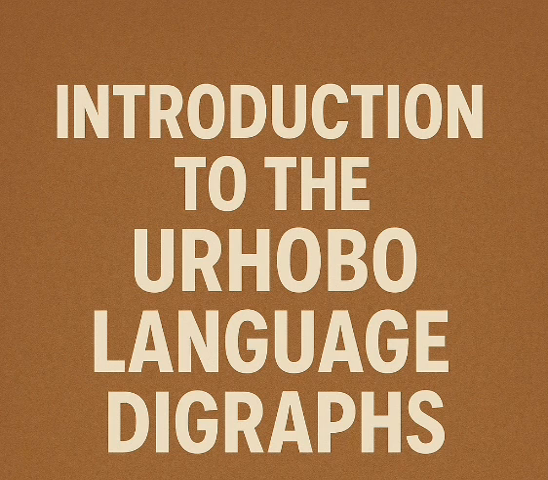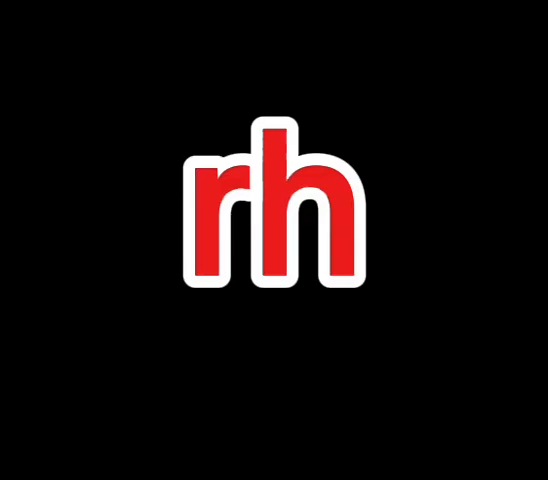So today I'm going to walk you through the common digraphs that we have in the Urhobo language and how they are pronounced. The first digraph we consider is the digraph ROH, as you can see on your screen. This digraph is achieved by rolling your tongue, something like this. You can hear me as I'm rolling my tongue. That is how you achieve the pronunciation of the ROH digraph.